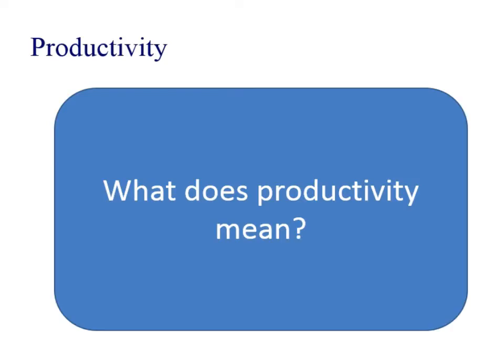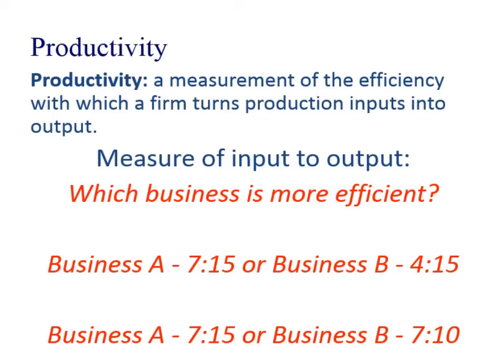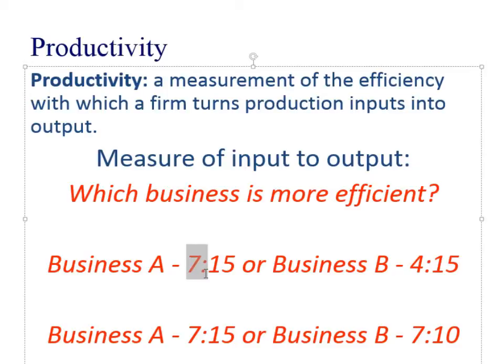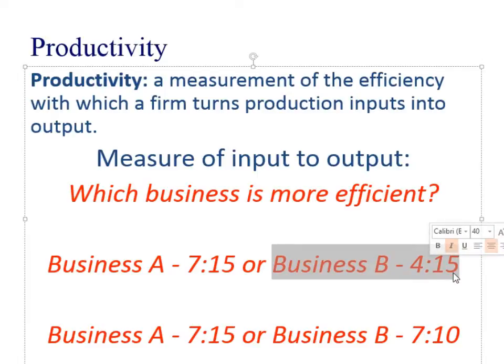Okay, so what does productivity actually mean? This is the next topic we're moving on to. Productivity is just the measure of efficiency. There are lots of different ways of measuring productivity, but it's looking at how much output you get for the inputs that you're using. If we compare two businesses here, on the left-hand side I'm saying this is the input. I've made some nice numbers here. Business A has 7 units of input and makes 15 units of output, while business B has 4 units of input and makes 15 units of output. So which one's more efficient? Well, business B is more efficient because they're using less to produce the same amount of output.